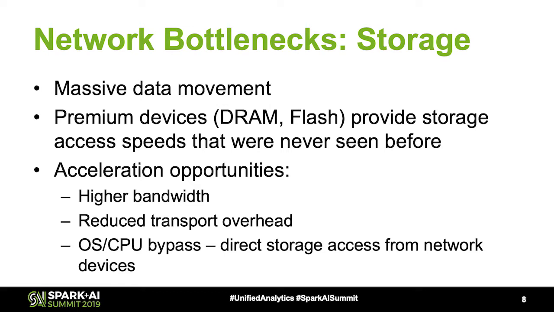Before that, storage was very slow, and it wasn't able to saturate a network. And right now, with these higher speed storage devices, we need a faster network that can also remove the overhead of transferring this data from one machine to another. So of course, higher bandwidth is a good acceleration opportunity here. Reduced transport overhead, again, to get CPU cycles back. And of course, operating system and CPU bypass, so that storage can have direct access to and from the network without having to go through the CPU.